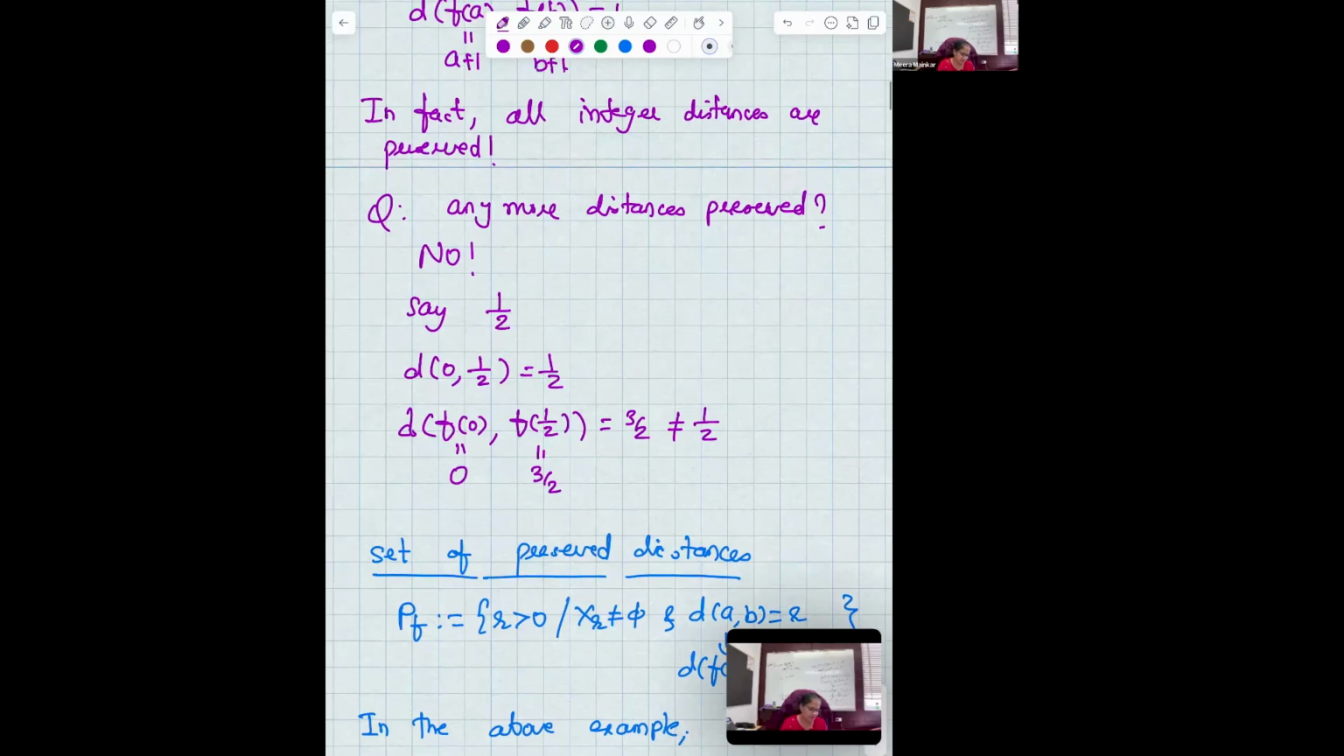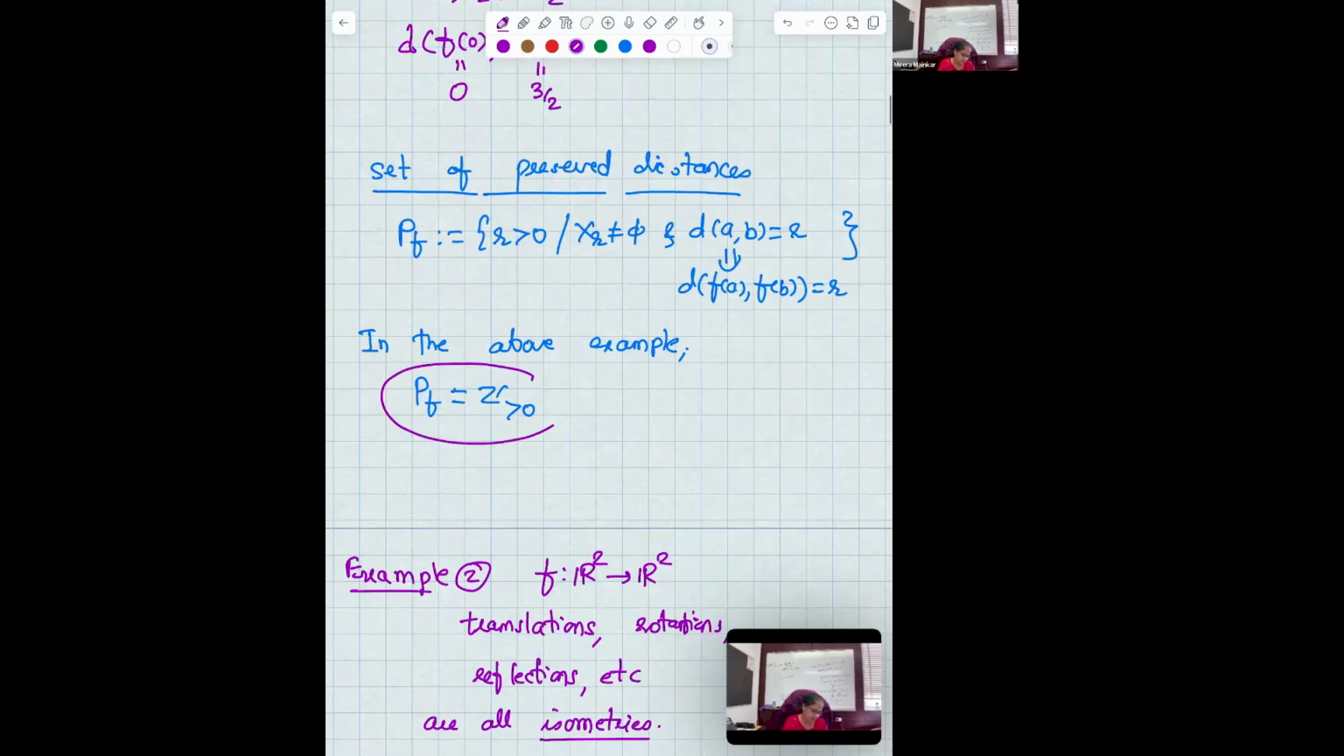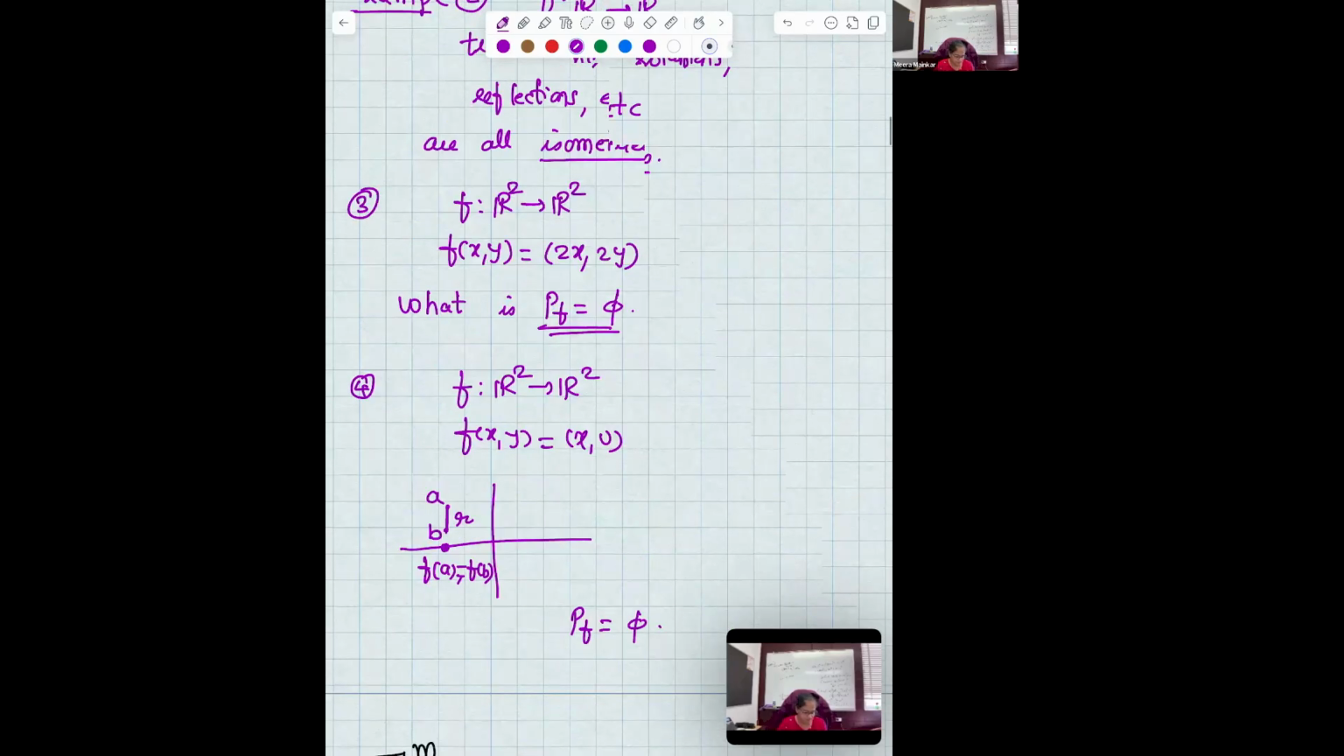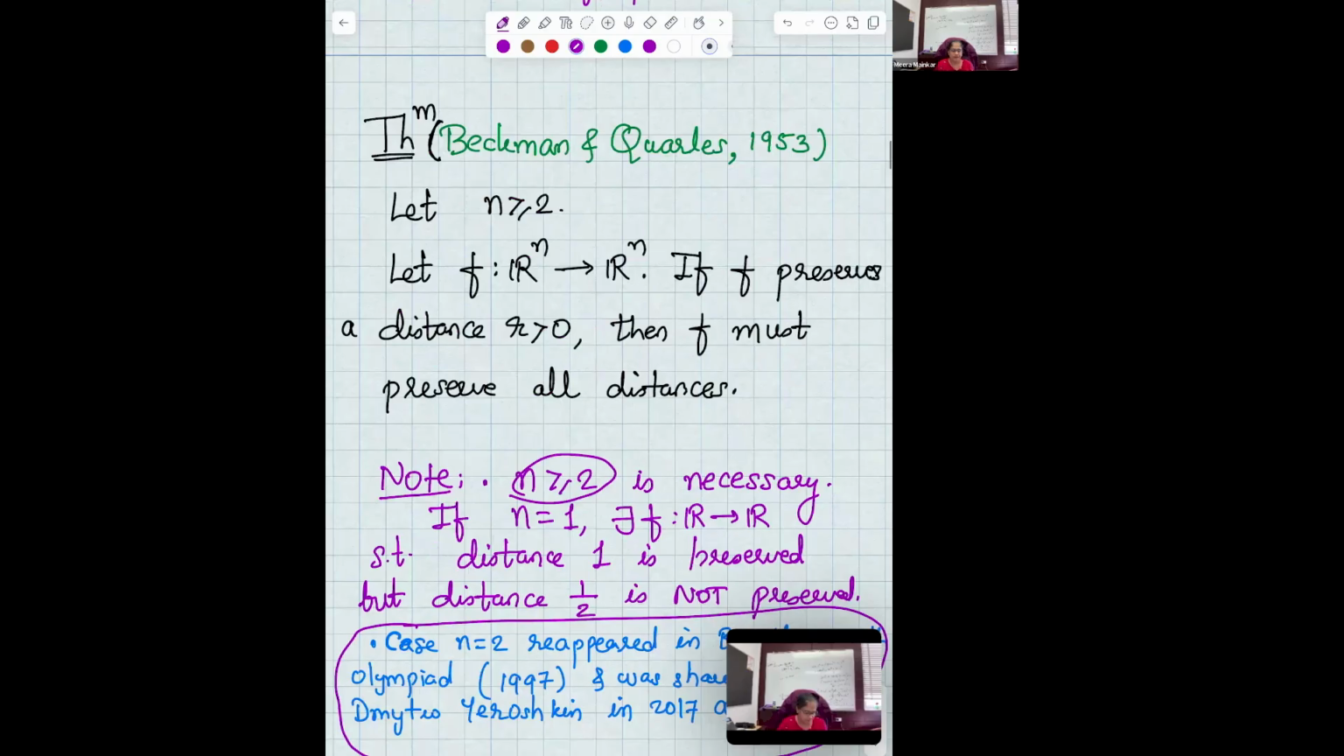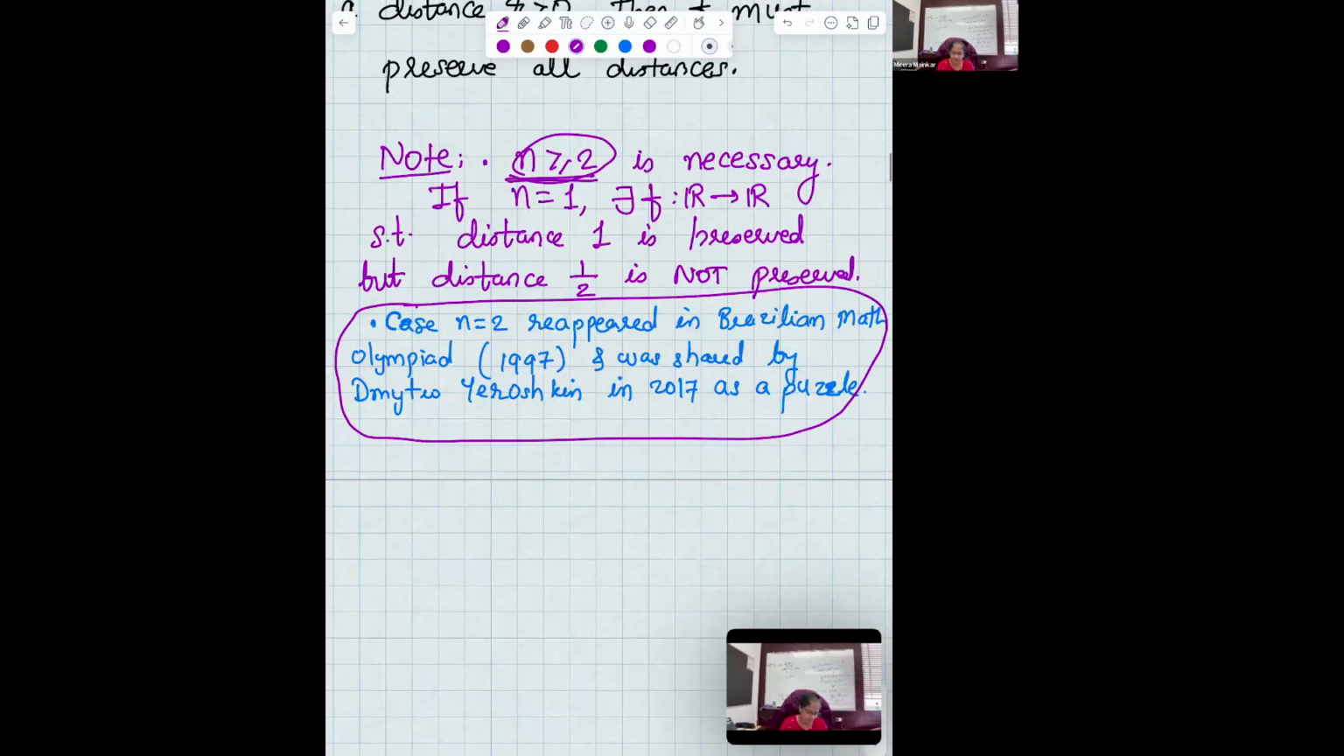This function here also, hold on. So clearly F is not an isometry, or F is not even continuous. So yeah. Okay. So this is necessary in the hypothesis.